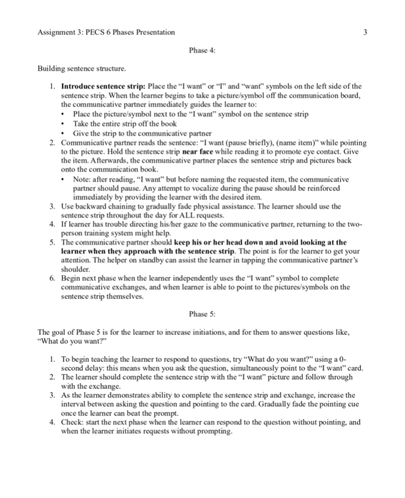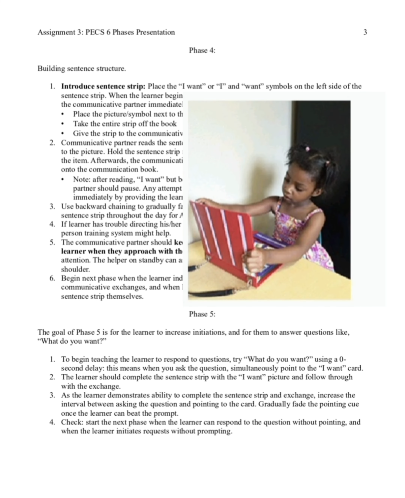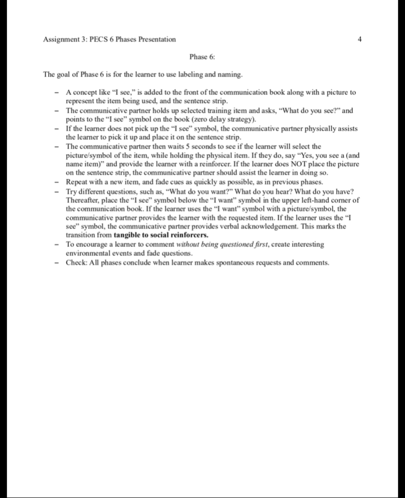Check. Start the next phase when the learner can respond to the question without pointing, and when the learner initiates requests without prompting. Phase 6. The goal of Phase 6 is for the learner to use labeling and naming. A concept like "I see" is added to the front of the communication book along with a picture to represent the item being used and the sentence strip.